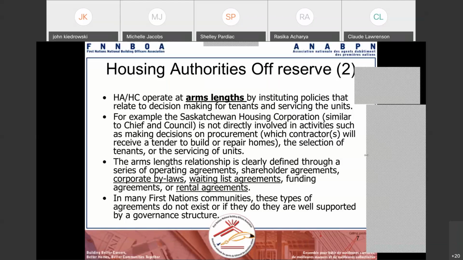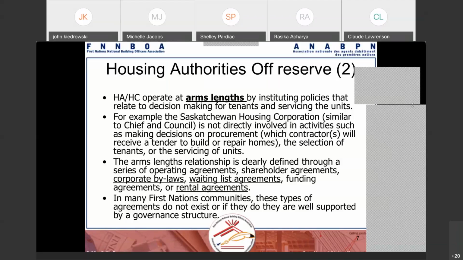So for example, in Saskatchewan, there's a Saskatchewan Housing Corporation. And this again is similar to chief and councils, right? It's not directly involved. The Saskatchewan Housing Corporation is not directly involved in the day-to-day management of decisions of, for example, the Prince Albert Housing Corporation or any of the smaller towns. The selection of the tenants and servicing of the units, the provincial government has nothing to do with how they're functioning at the local levels. So the arm's length relationship is clearly defined through a series of agreements.